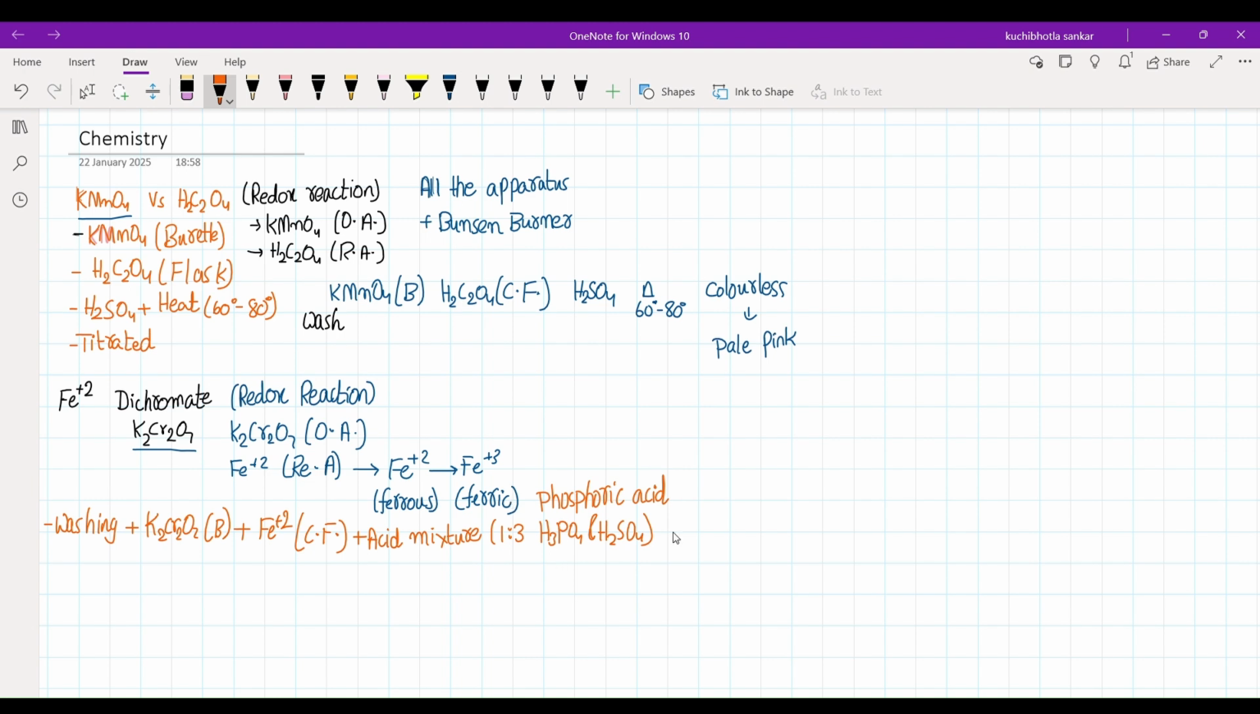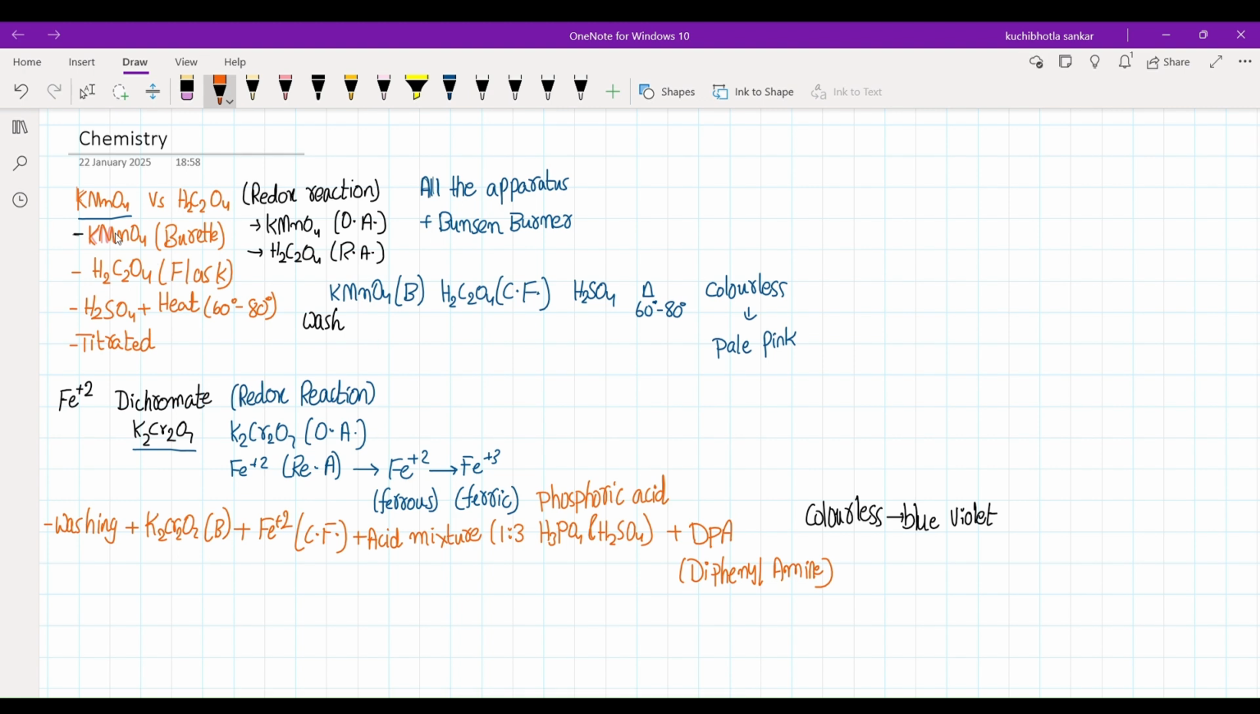Alright, we have added this acid mixture as well, and we are going to add DPA indicator, which is diphenylamine. Okay, and the titration is performed. So the endpoint for this titration is colorless to blue violet. Okay, so this is a procedure of what you are going to do for the second experiment.